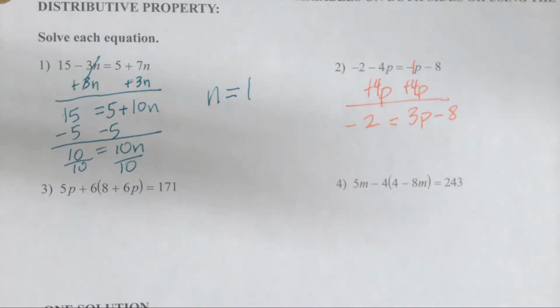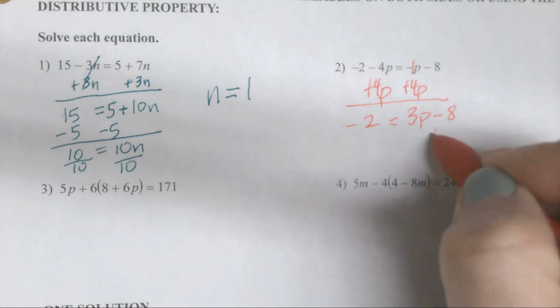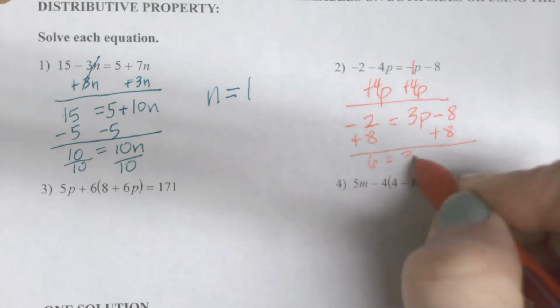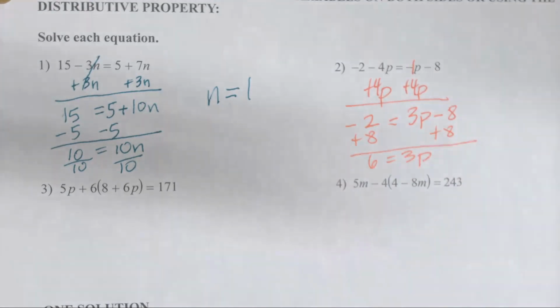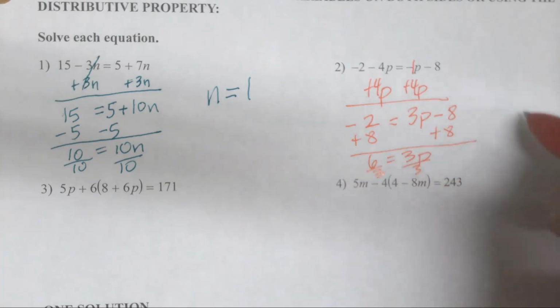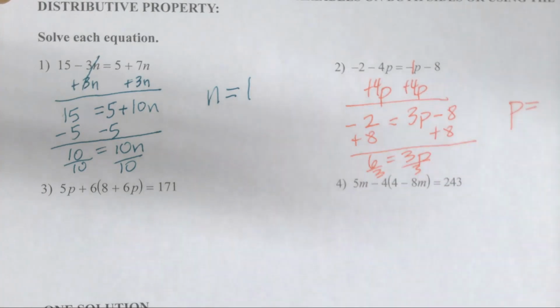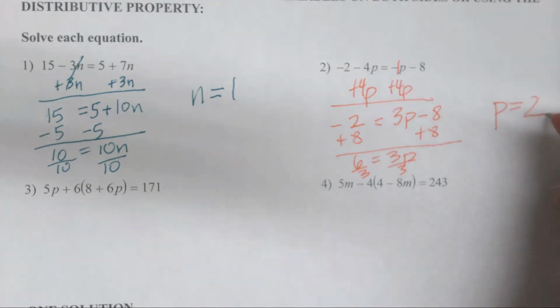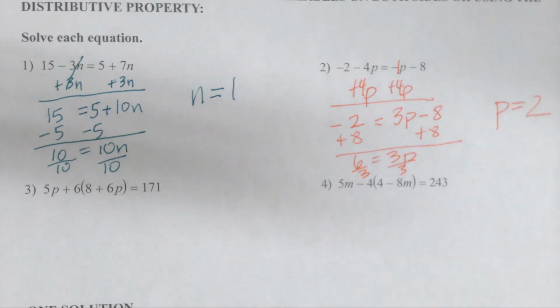What's my next move? Add 8. How do I finish this off? Divide by 3. What's my final answer for p? Perfect. Okay, that's with variables on both sides.